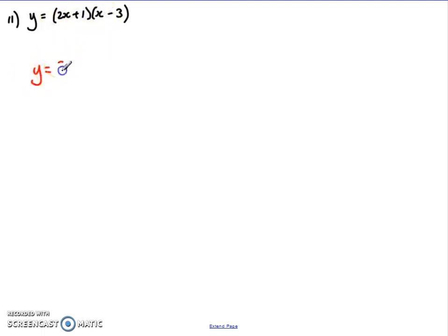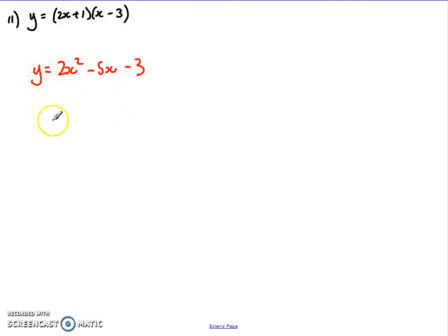We work that through and do that here. So multiply them out and I get 2x squared minus 6x plus an x. So it's minus 5x, and then 1 times negative 3 gives me minus 3. So I've got them written out term by term. It's now a case of doing the derivative.